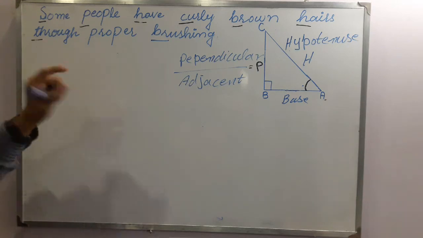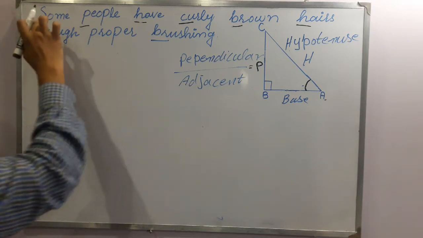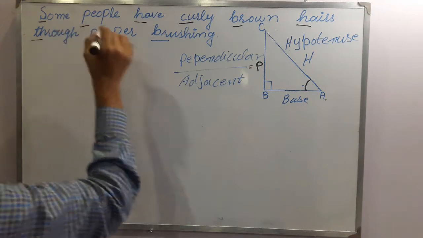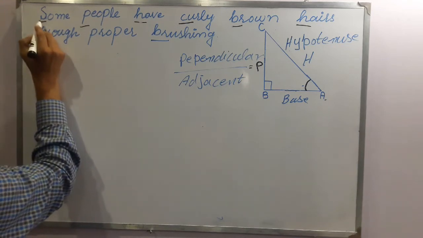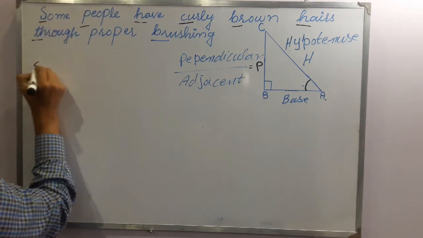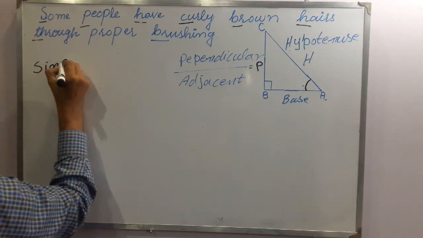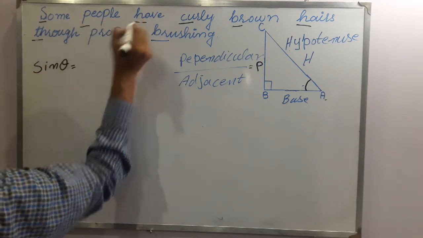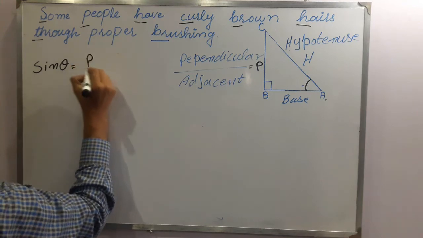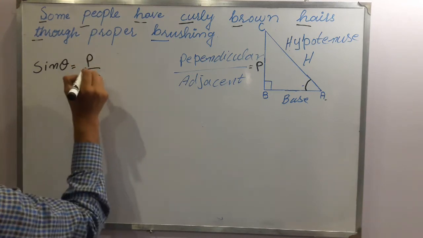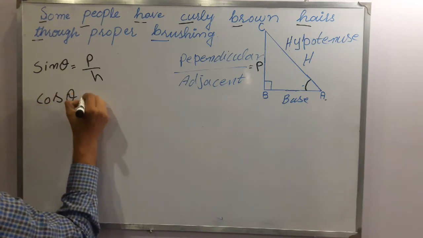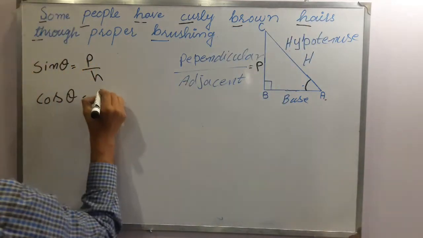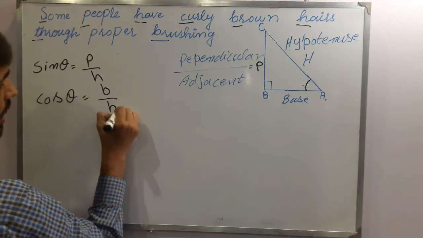To memorize the formulas of sine, cos, tan, you have to memorize this sentence. The sentence is: some people have curly brown hair through proper brushing. We take the first alphabet S for sine theta. Theta is basically the angle. For sine theta, some people have P for perpendicular over hypotenuse. Then C for cos theta, curly brown hair, B for base, H for hypotenuse. So cos theta is equal to base over hypotenuse.